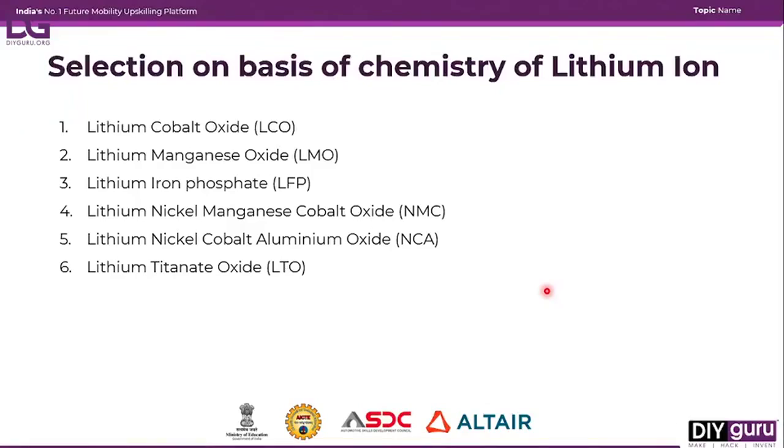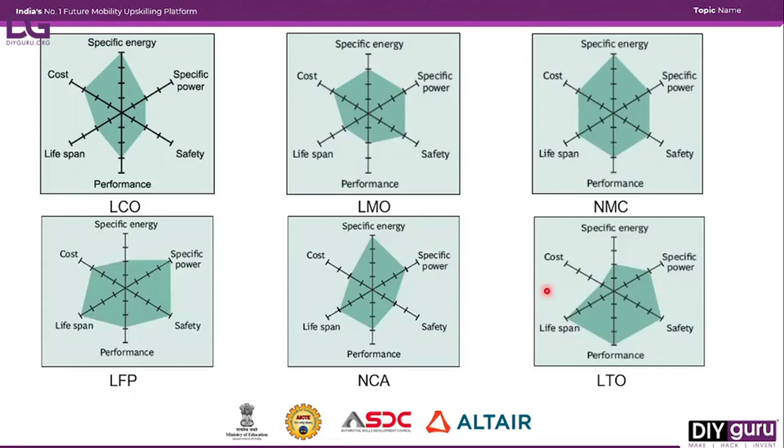Now, after you come up with the lithium ion batteries, you have six different chemistries to work on. The first is lithium cobalt oxide, then lithium manganese oxide, lithium iron phosphate, lithium nickel manganese cobalt oxide, lithium nickel cobalt aluminum oxide, and lithium titanate oxide. Okay. Now, this is what we call a spider graph, which shows the parameters which are used, and this will tell you which chemistry is good for which purpose.